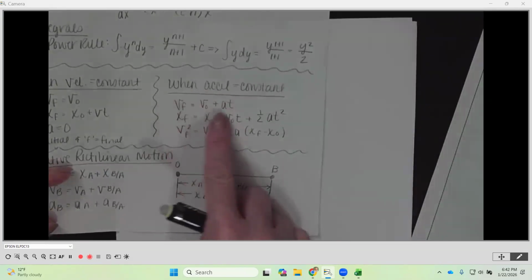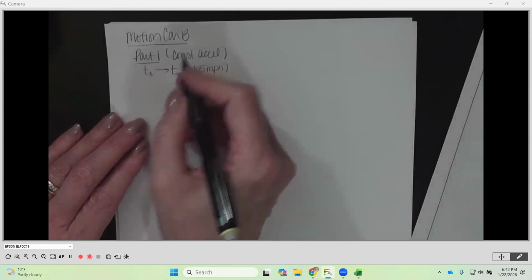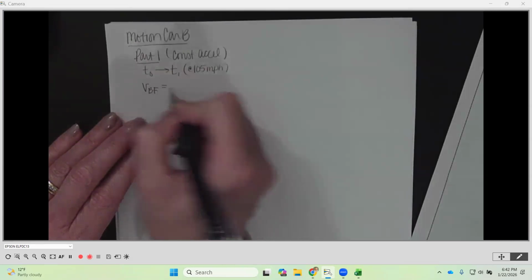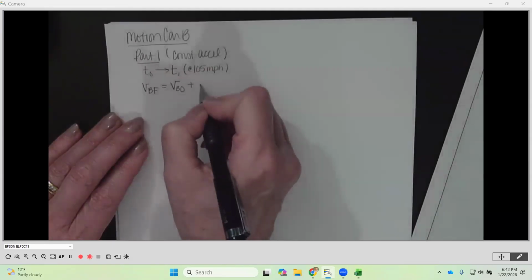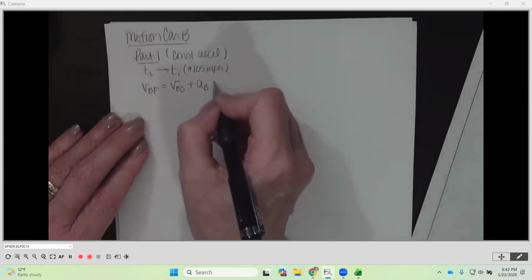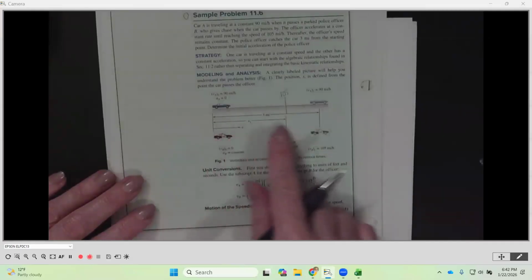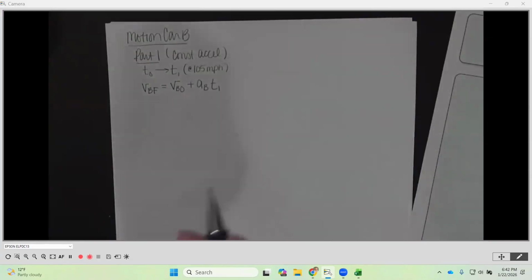The first one we're going to look at is the first one here, because we're going to be finding the acceleration. That's going to be our problem. And we know what our velocities are starting and finishing. So we're going to have velocity B final equal to velocity B original plus the acceleration of B, which we don't know and we're going to be solving for, times time 1, because we want to know just in this chunk right here how much time it takes to get to that 105 miles per hour.